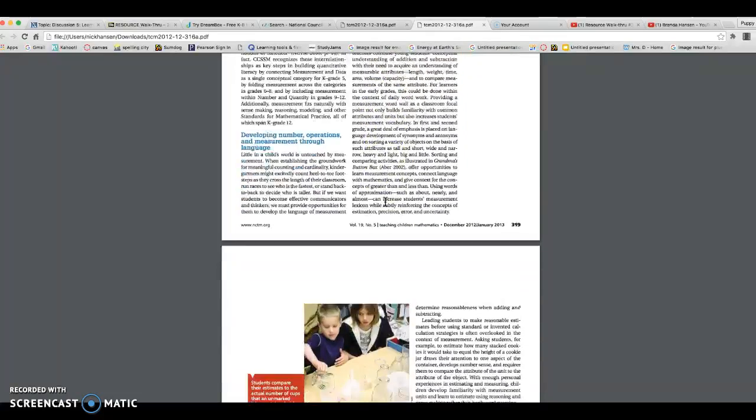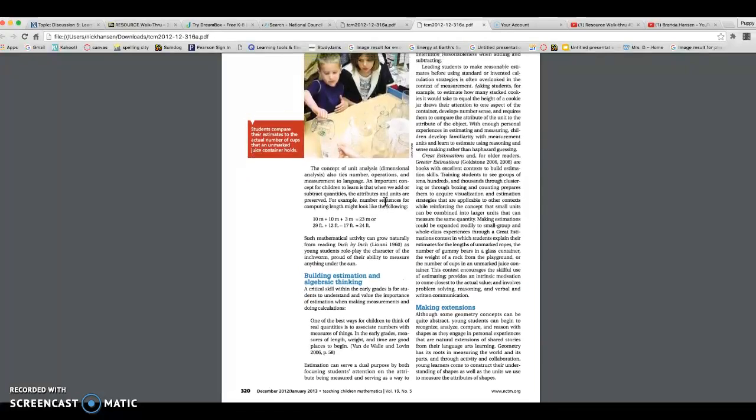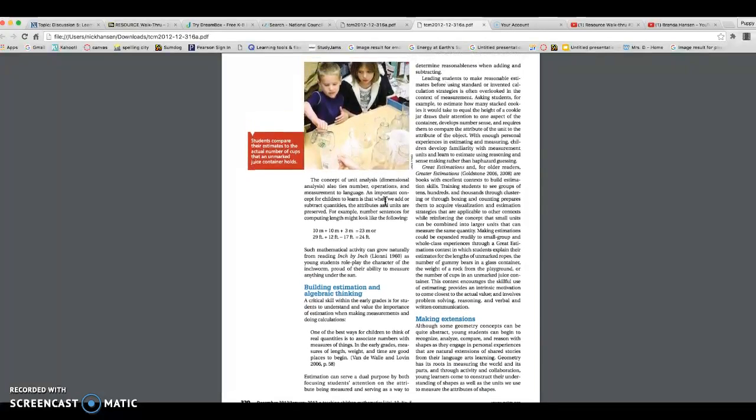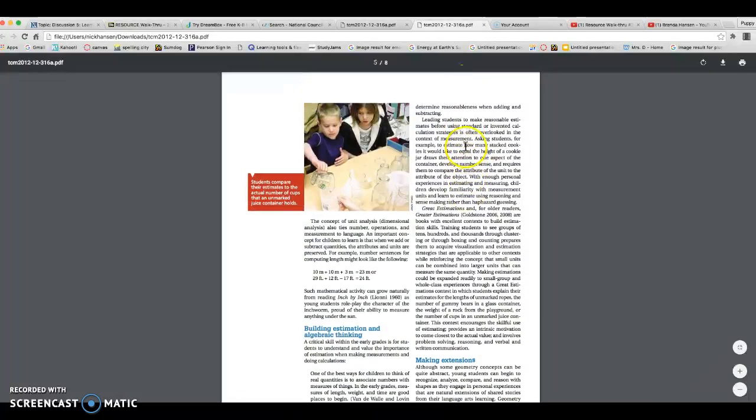The next thing we're talking about is building estimation and algebraic thinking. The critical skill here with the early grades is for students to understand and value the importance of estimation when making measurements and doing calculations. And it can serve a dual purpose, both focusing attention on the attributes and serving as a way to determine reasonableness when adding and subtracting.